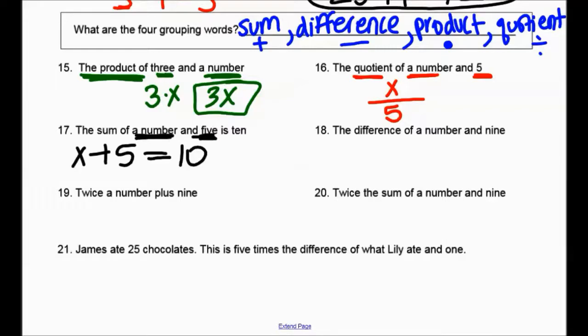All right, the difference of. Difference means subtraction. It's the difference of a number and 9, and we're subtracting them. Okay?